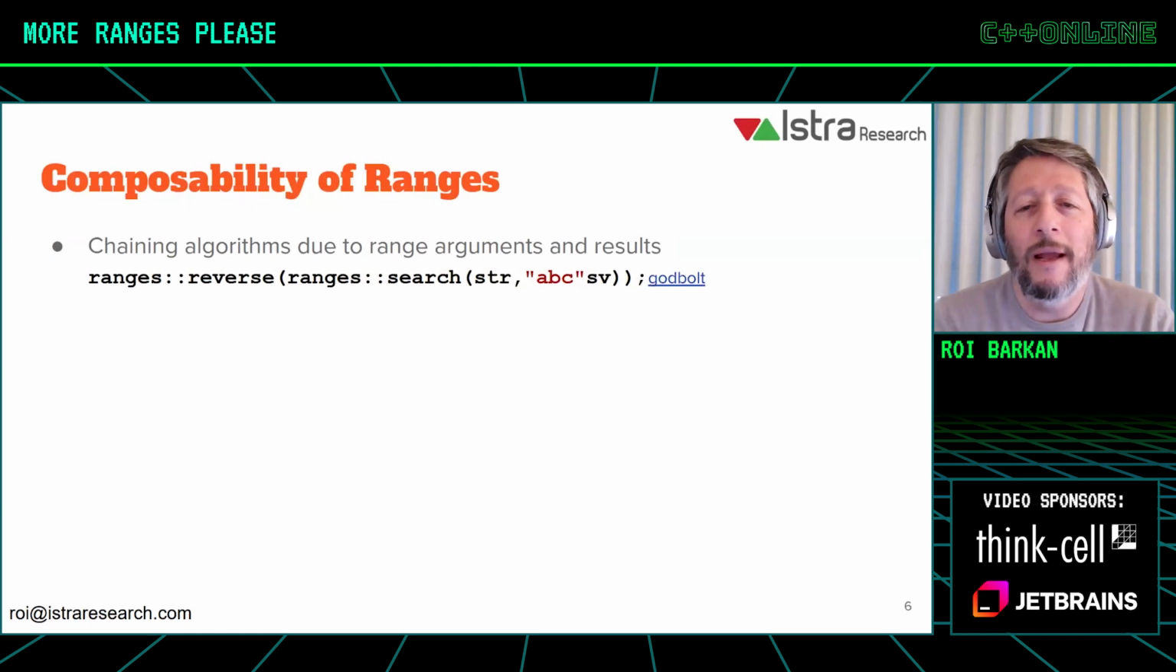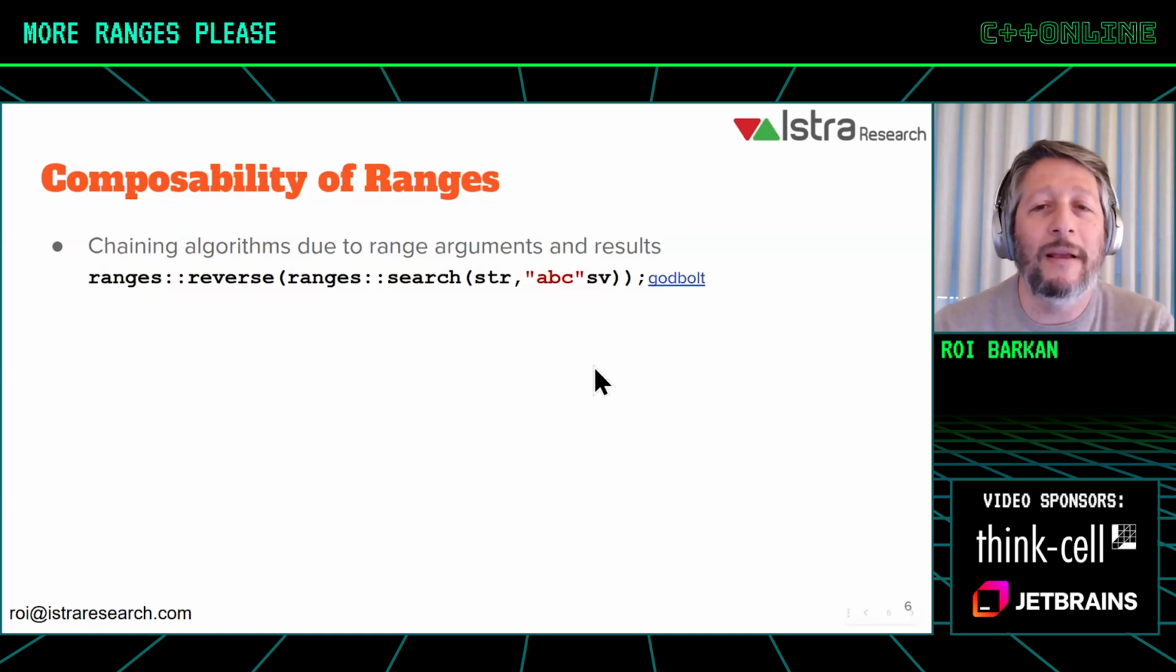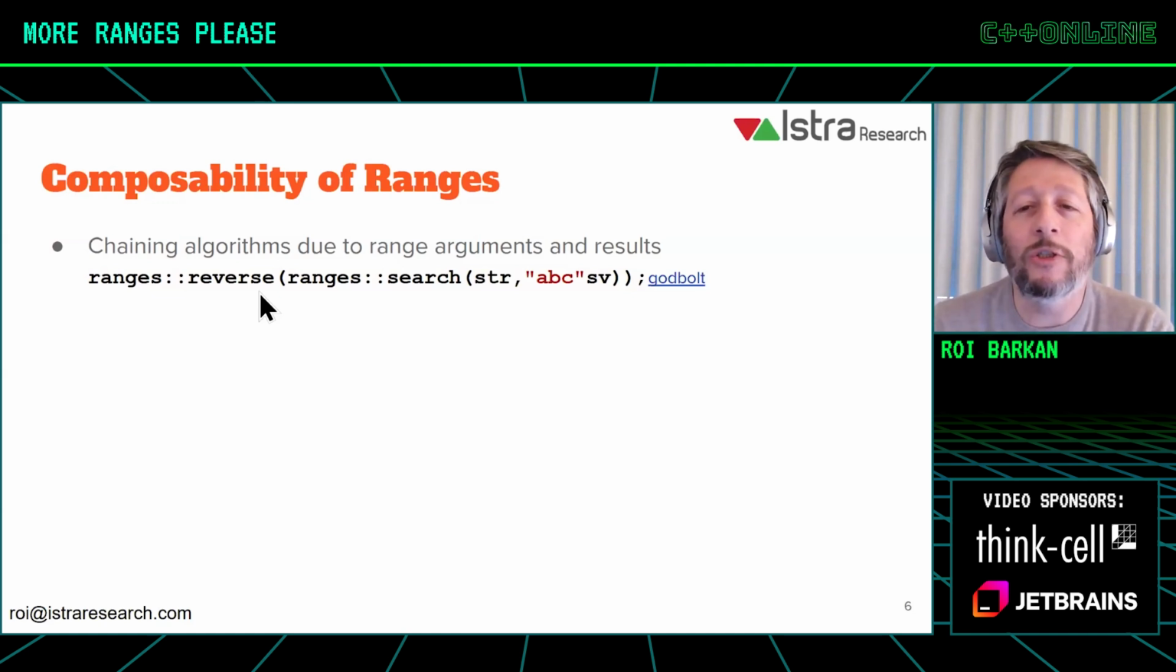So let's dive deeper into what composability means. As I mentioned, the input and output of range algorithms is now not iterators, but ranges themselves. This means that I can use the search algorithm, for example, and the reverse algorithm and compose them very easily, like any other functions that exist in C or C++. So in this example, I could take a string and look for the substring ABC. The search algorithm will receive those as inputs and return them as an output, and then reverse can take that directly and reverse those ABCs into CBA, and it all fits very nicely.